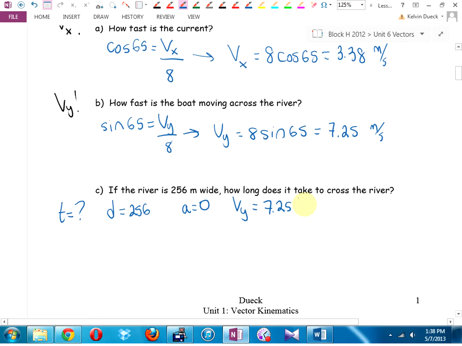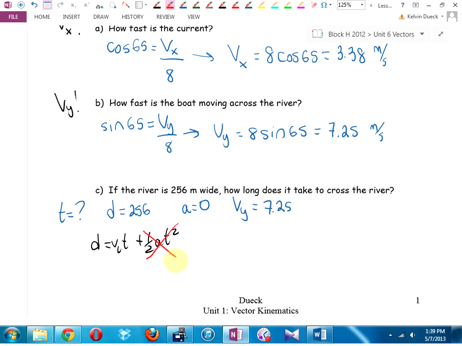Which equation? D equals VIT plus a half A T squared is the most useful of the equations. It's a quadratic, so it's a bit yucky. We're going to use D equals VIT plus a half AT squared. Although actually, why can I simplify that? A is 0, which turns this into the boring one we give you in Science 10. D equals VT.